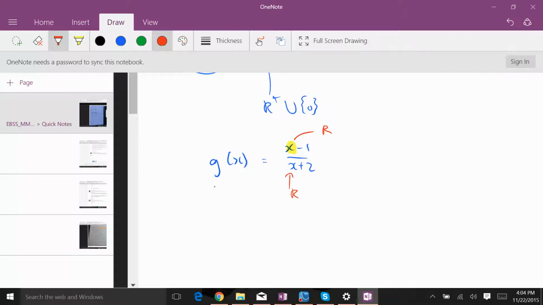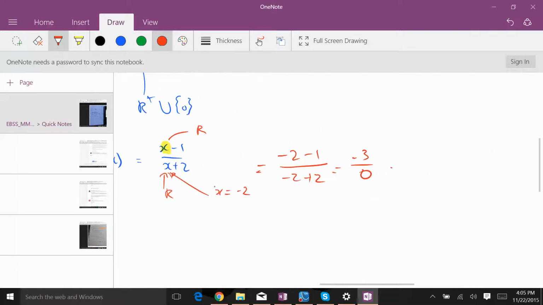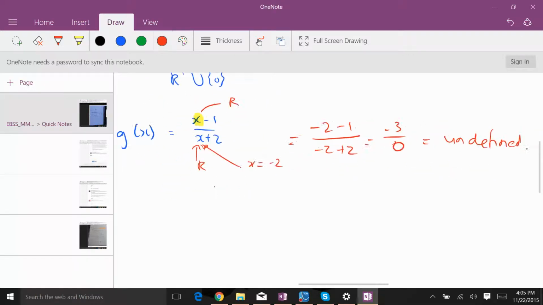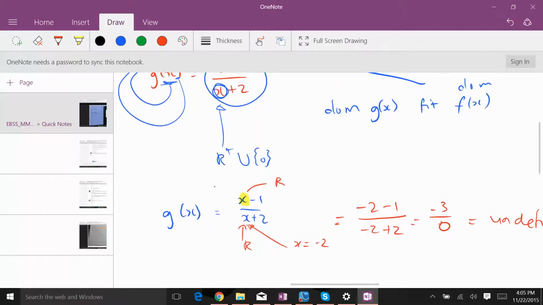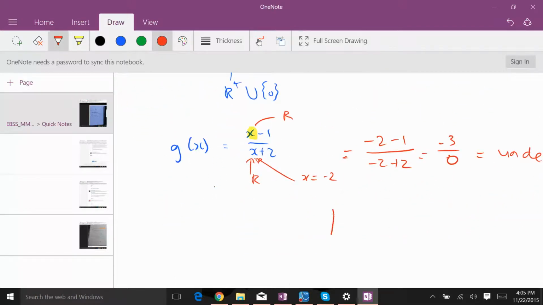But that's not true, because if x was actually equal to negative 2, what is the issue? Well, the issue is I have negative 2 minus 1 over negative 2 plus 2, which actually ends up being negative 3 over 0, which we know is undefined. Okay, so that actually means no, it can't equal negative 2, and it seems like it can be all real values. That's the idea. So what you're saying is it can be all real values except for negative 2.